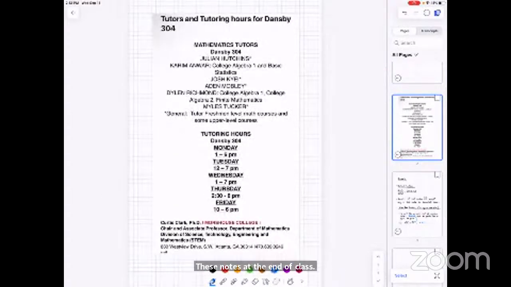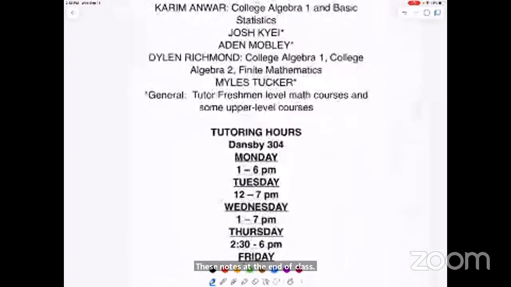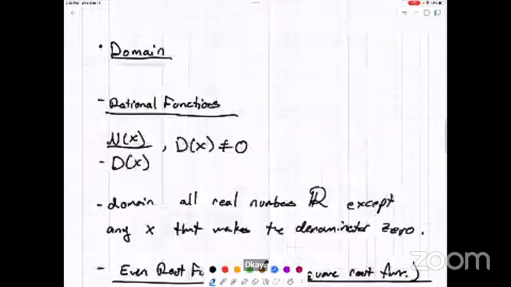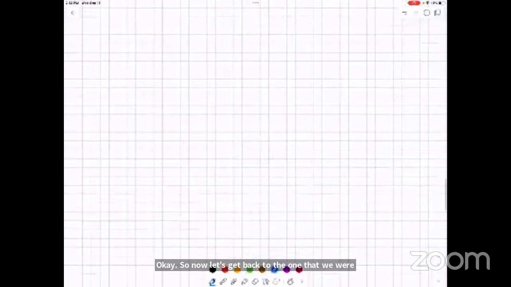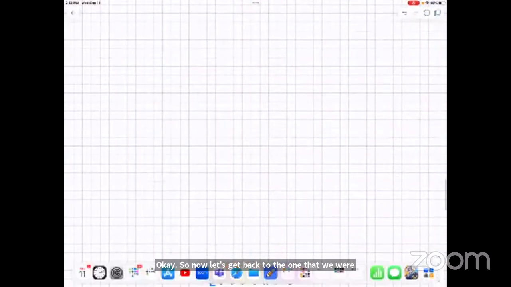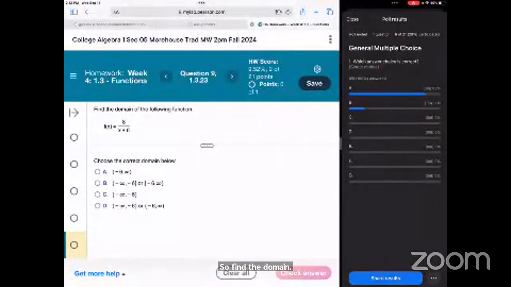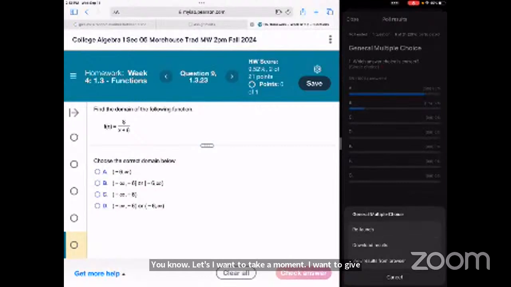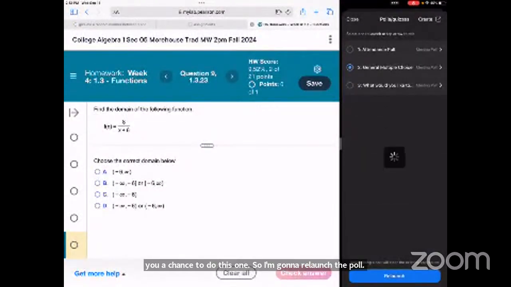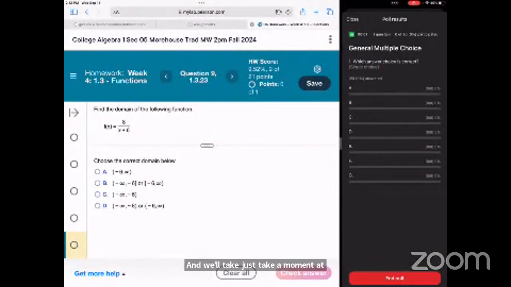Okay, so now let's get back to the one that we were working on. Find the domain. Long story short, I want to give you a chance to do this one. So I'm going to relaunch the poll, and we'll take a moment, at least 30 seconds, to give this a go. Is it A, B, C, or D?